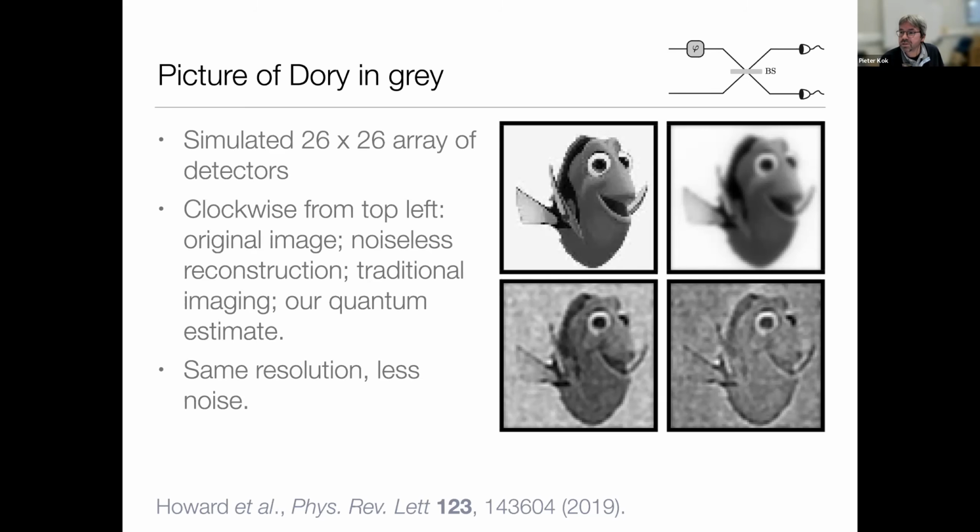So there's less noise. So this is really the big improvement for measuring the complex degree of coherence. So you get a less noisy signal.